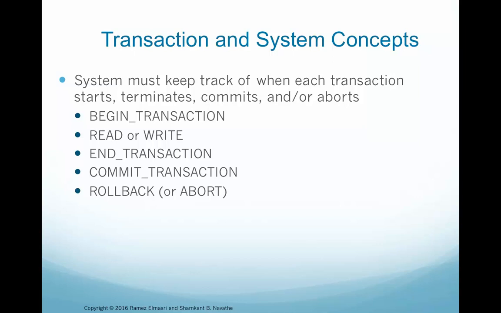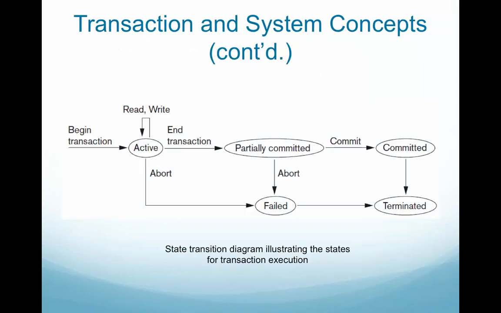And when a transaction is aborted, what that means is whatever operations have been performed so far, all of those actions have to be rolled back, and the system needs to be taken back to the previous consistent state. And in addition to that, there are the read and write operations with the database elements.